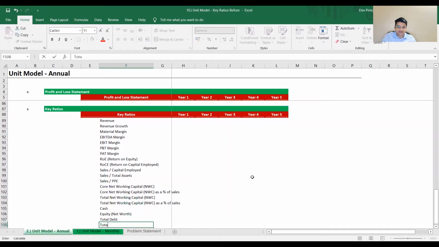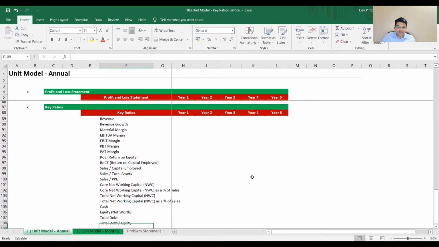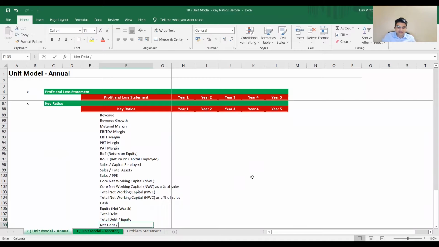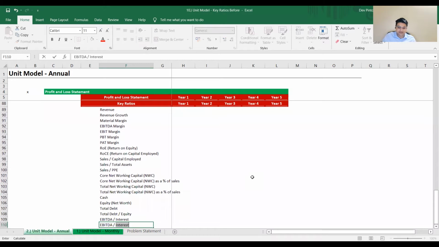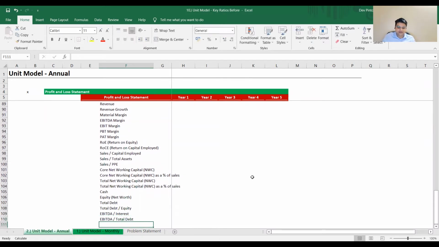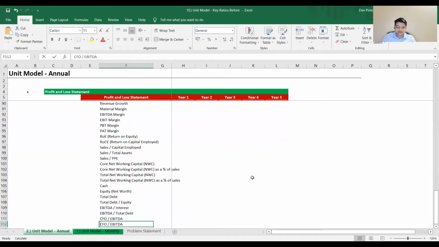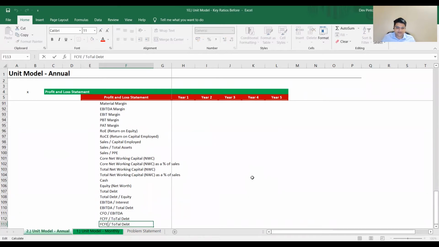total debt to equity, net debt to equity, EBITDA to interest, EBITDA to total debt, CFO to EBITDA, CFO to total debt, FCFF to total debt, and let's just compute FCFE to total debt.